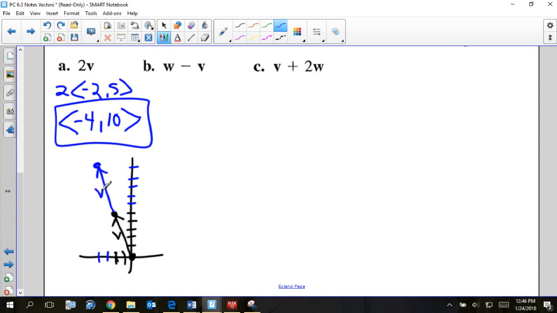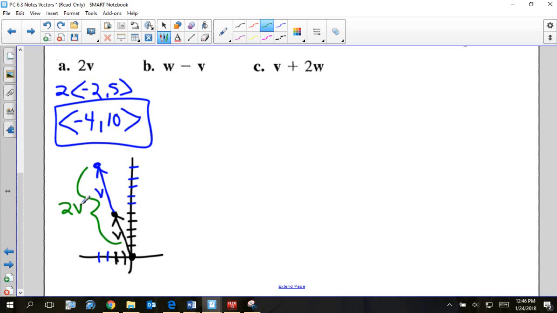So we did 2V. See my 2 vector V's. And when you do that, you have a length of 2V. And if I actually just started at my terminal, my initial point, and I went to the very end, it would be negative 4 and up 10. So we can confirm that our answer was correct. The tricky thing is you just have to start the second vector where the first one ends.